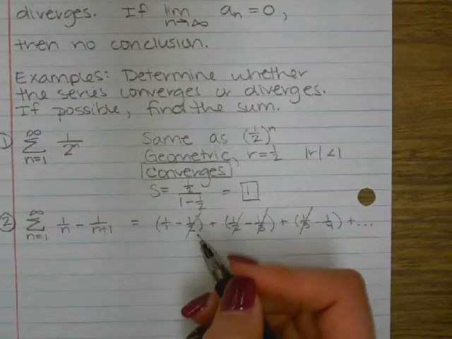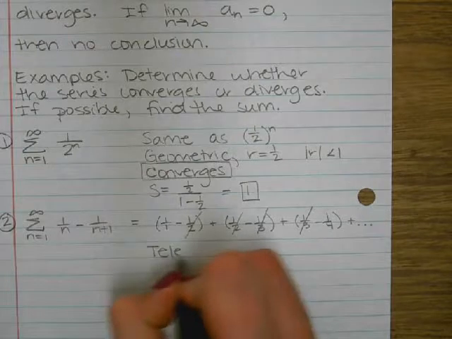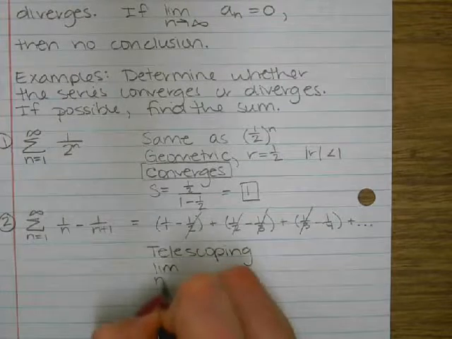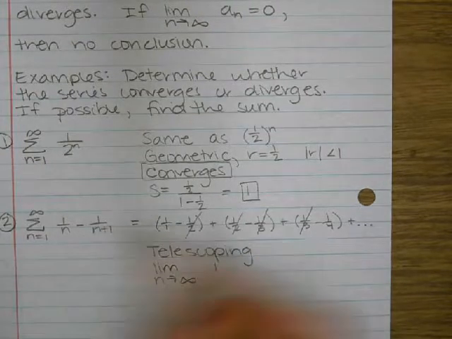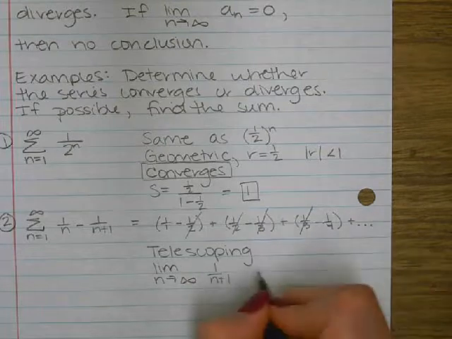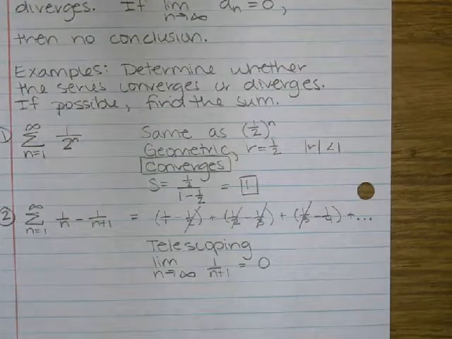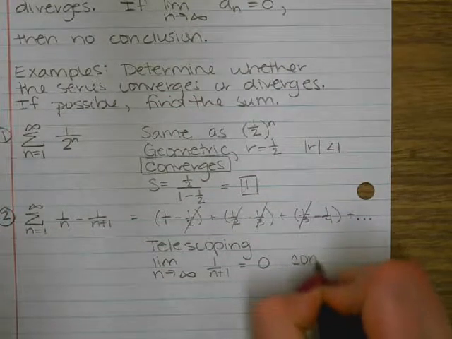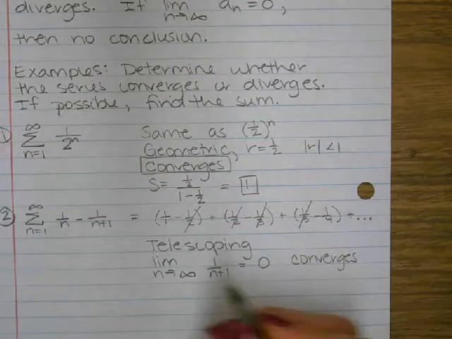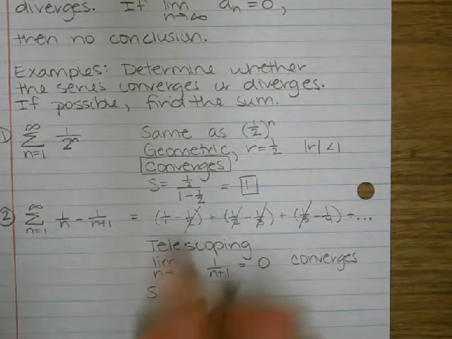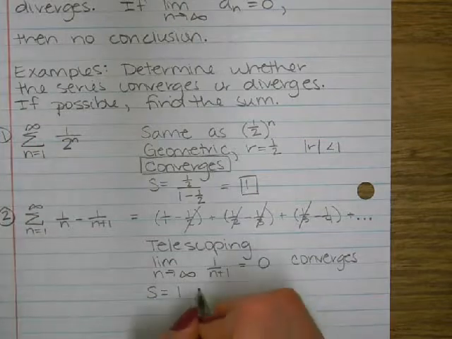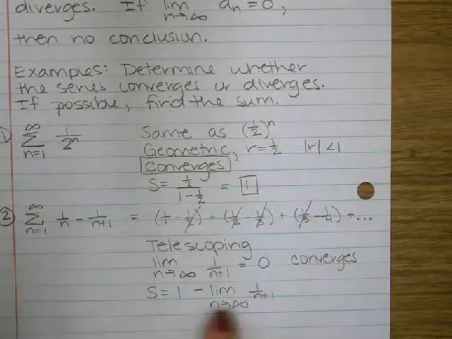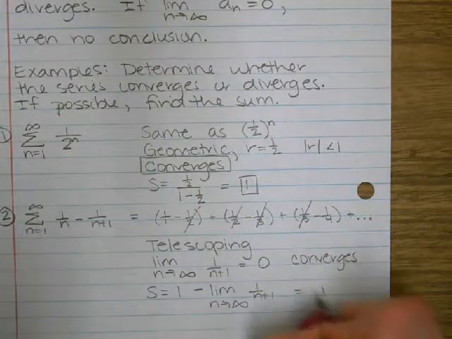So here is a telescoping series. And what we do is we check to see if the limit as n goes to infinity of that second part equals 0 or not, or see if it converges. And it does. This converges to 0. So for us to find the sum, we're going to say that b1 value, which was 1, minus the limit as n goes to infinity of 1 over n plus 1, which was 0. 1 minus 0 equals 1.